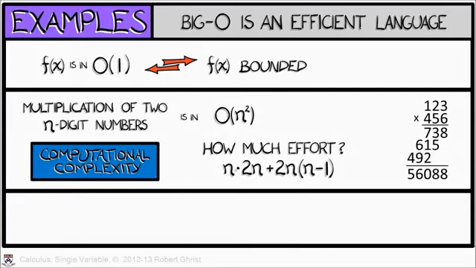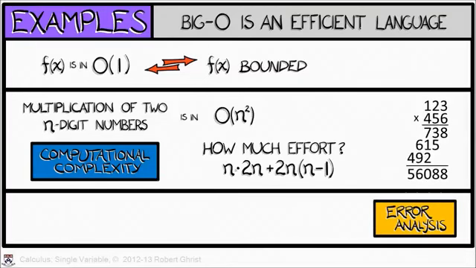Is there an algorithm that is better, that is, say, n times log n? Well, that is what big O is good for. Error analysis in engineering, physics, and other sciences is another excellent application.